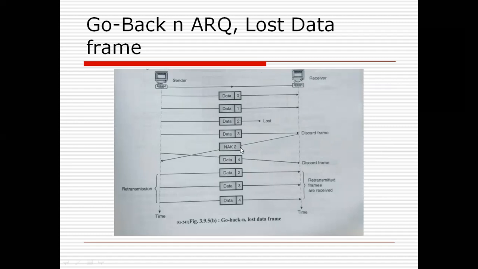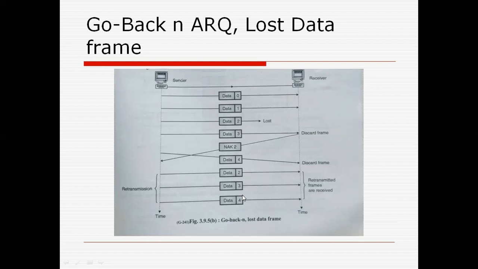And negative acknowledgement 2, NAK2, will be transferred to the sender. Now when NAK2 is received by the sender, he will observe that he has sent frame numbers 0, 1, 2, 3, and 4. And this NAK2 represents that frame number 0 and frame number 1 have been successfully received, and there is only a problem in frame number 2. So it will transfer all frames after frame number 2, that is data frame 2, data frame 3, data frame 4.